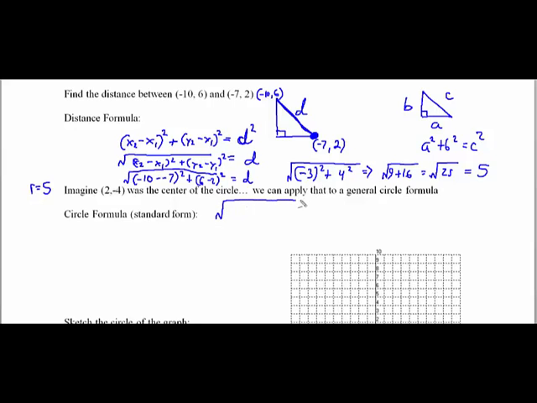So instead of having x sub 2 minus x sub 1, we're going to have that x value that can spin around the circle, and we'll be subtracting our h value, which is going to be the center's x value.